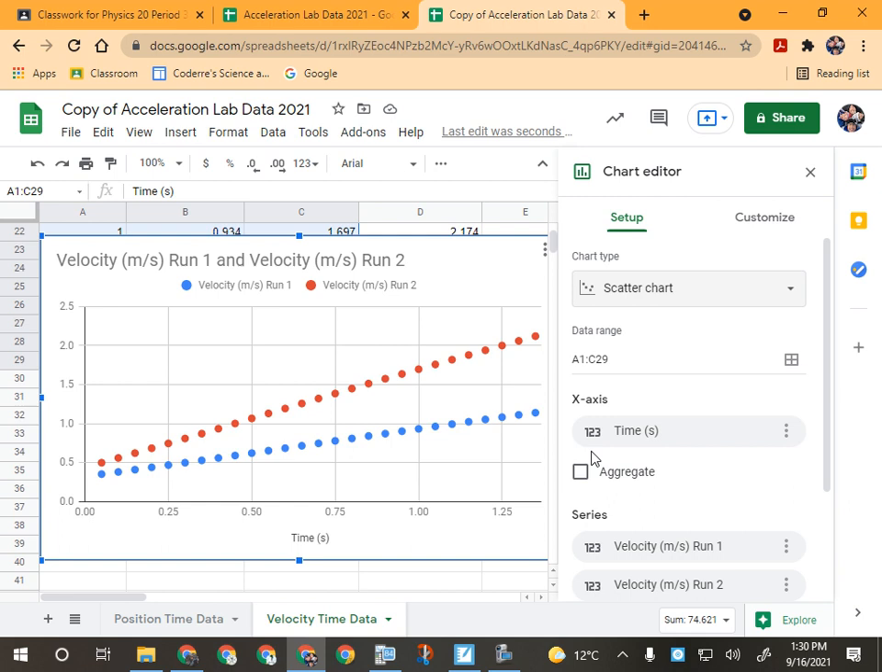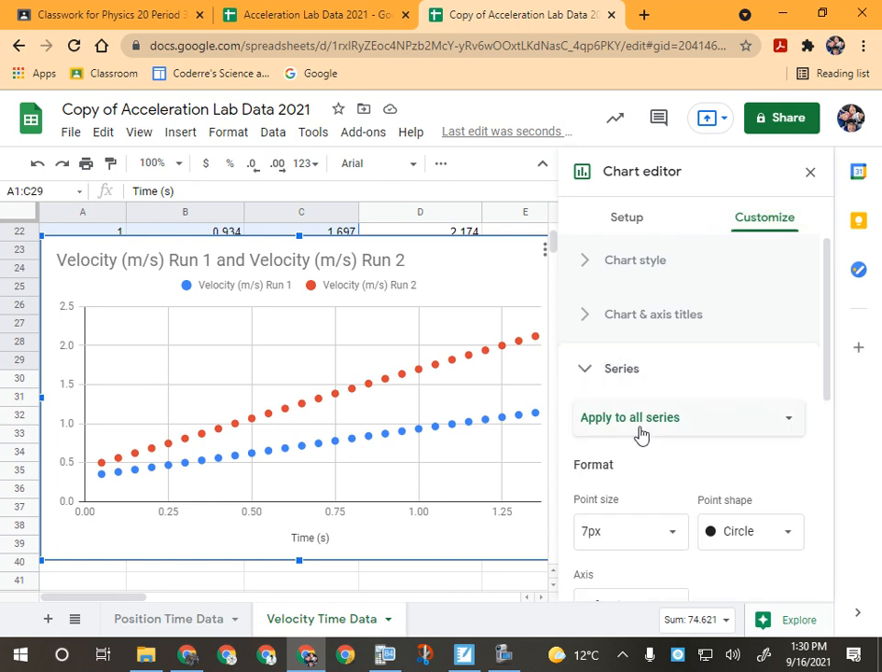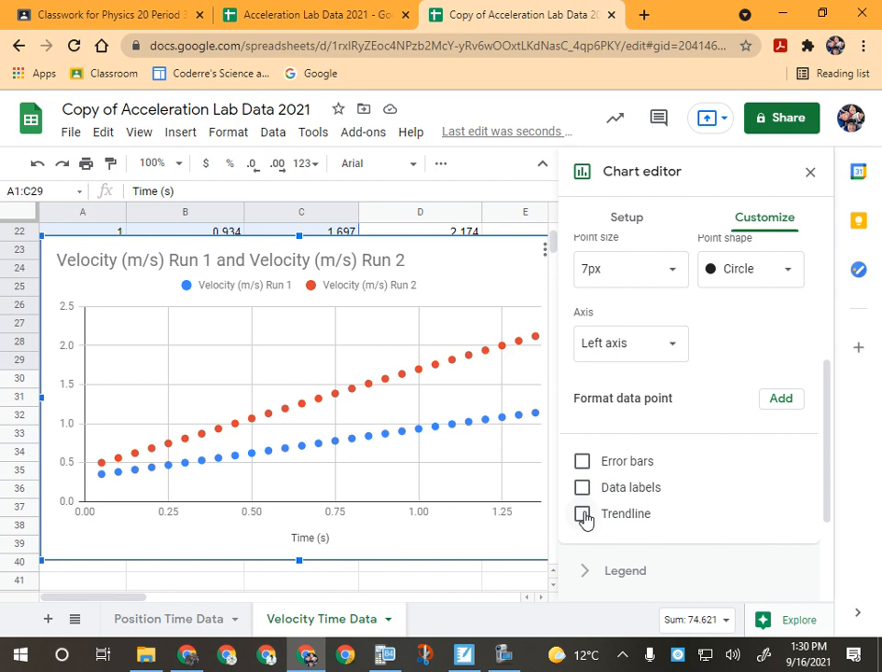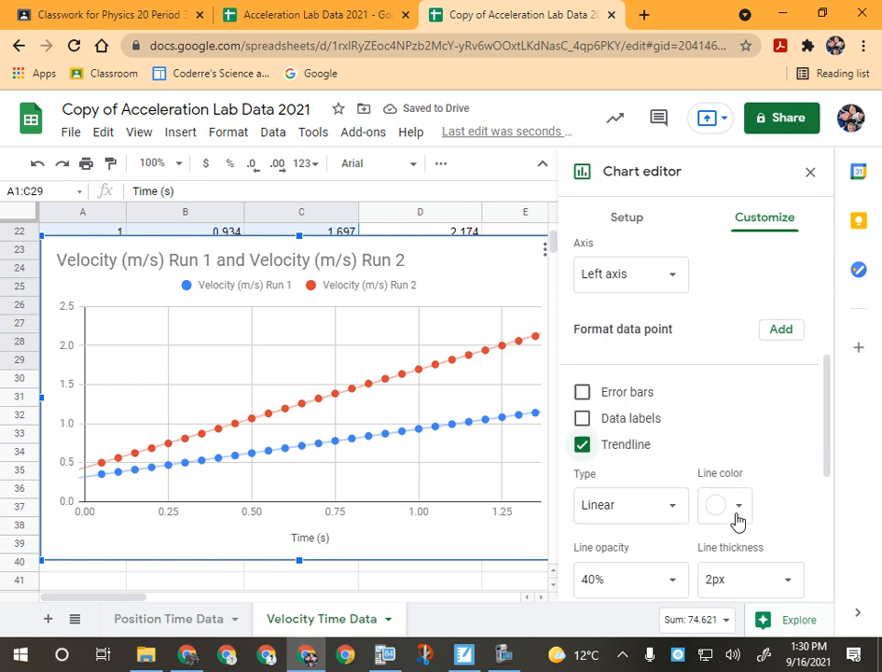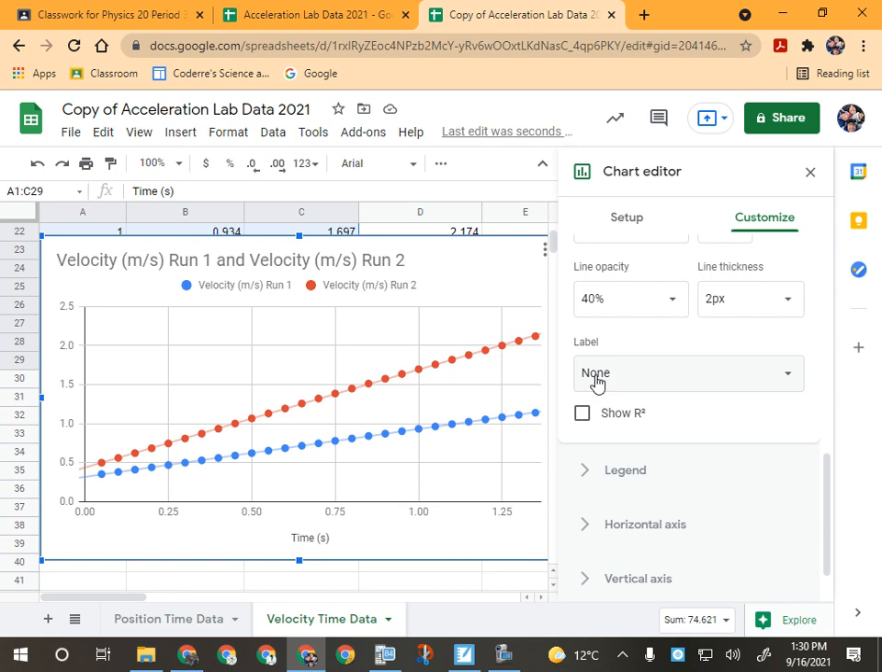Now that I've got those, I'm going to go to customize. These ones I do need a best fit line for, so that's in series. Then we go down to trend line and check that box. Now we get a trend line for each one, and for the label, right here where it says none, I click on that and ask it to put out the equation. Boom. y equals 0.612x plus 0.319, and y equals 1.25 times x plus 0.438. So I've got the equations for both of those on the velocity time graph.